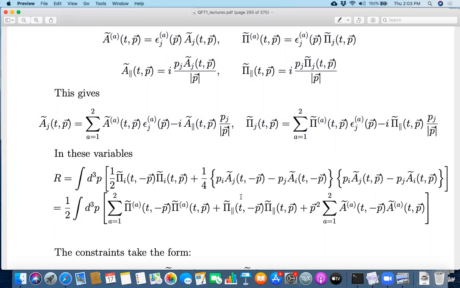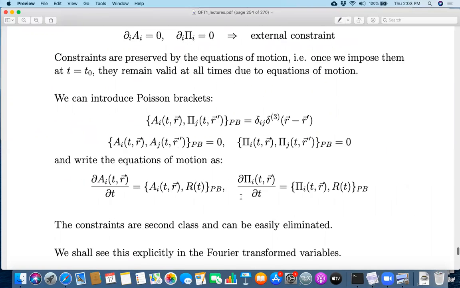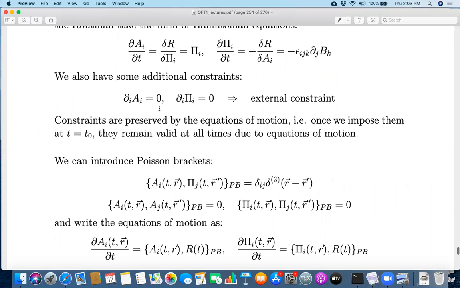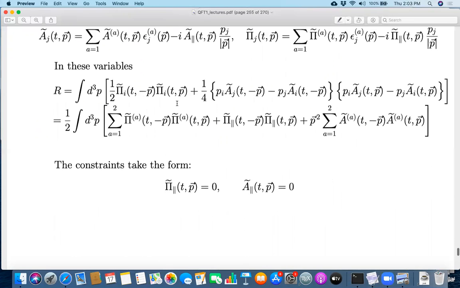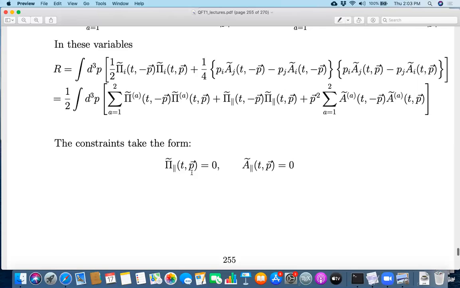So this is a Routhian, and you also have to translate the constraints, right? Constraints, let me remind you again, were these two, which you now regard as constraints. And those just become pi parallel equal to 0 and A parallel equal to 0, or pi tilde parallel and A tilde parallel equal to 0. So now the content of Maxwell's theory is this Routhian with these additional constraints that you have to impose.